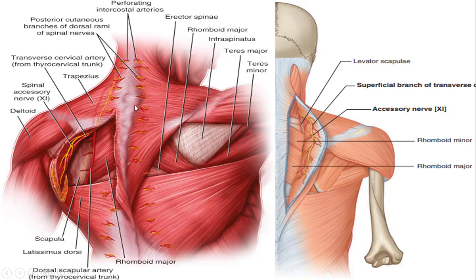Now the blood supply, as we have said, we have medial part, middle part, and lateral part. As you can see here, dorsal branches of posterior intercostal arteries supply the medial part. How is the middle part supplied? By the superficial branch of the transverse cervical artery.